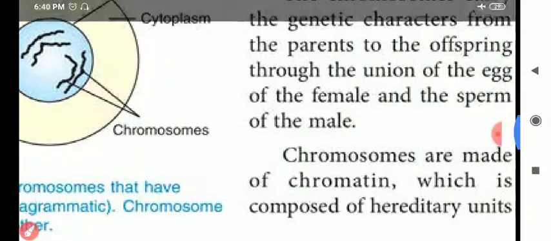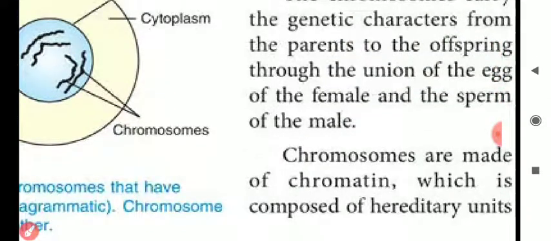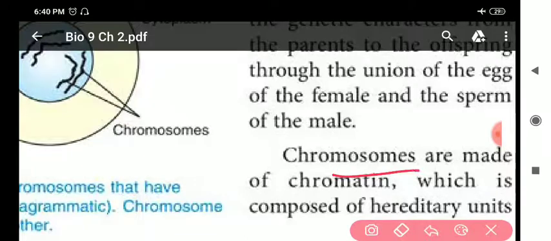Next, my dear students, just see this one. Chromosomes are made up of chromatin fiber, which is composed of hereditary units called genes. The hereditary units are called genes, clear.